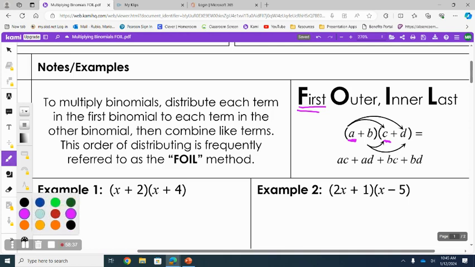And then the O stands for outer, and outer means, if this is the outside of the sequence, this is the inside. So A and D are outside, B and C are inside. So when it's talking about outer, it's referring to A and D. These are the outers. So I'm going to write it up here. A and D are the outers. A and C are the first.